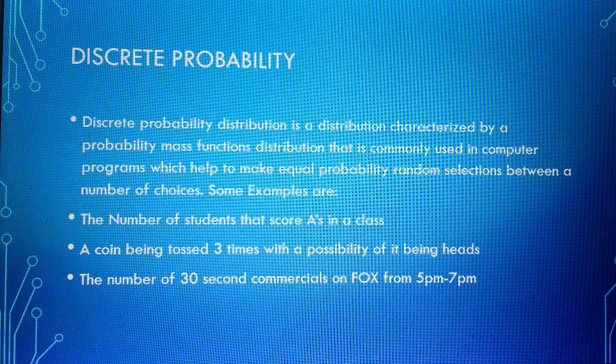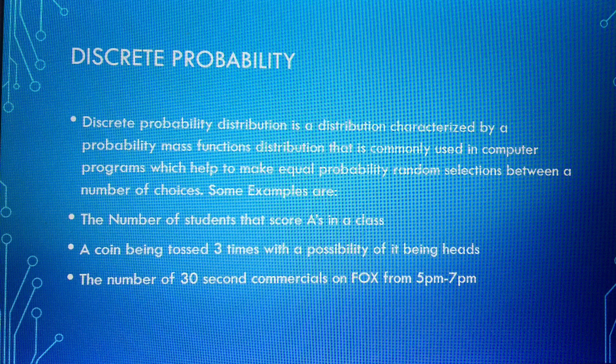So, discrete probability is a distribution characterized by a probability mass function, and is commonly used in computer programs that help make equal probability random selections between a number of choices. Some examples are the number of students that score A's in a particular course or class, a coin that's being tossed 3 times with a possibility of being heads every time, and the number of 30-second commercials that are aired on Fox from approximately 5 p.m. to 7 p.m., depending on the time zone that you are in.